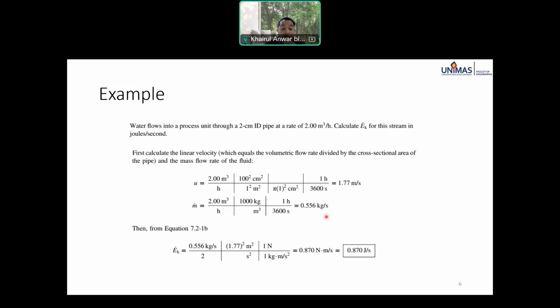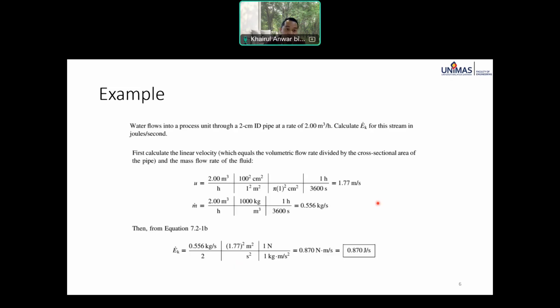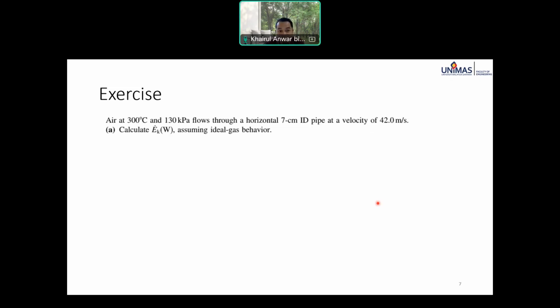In question 7.2-1b, we calculate the kinetic energy, which is 187 joule per second. This is unit conversion. So we have an exercise. You can try this exercise. It's straightforward.